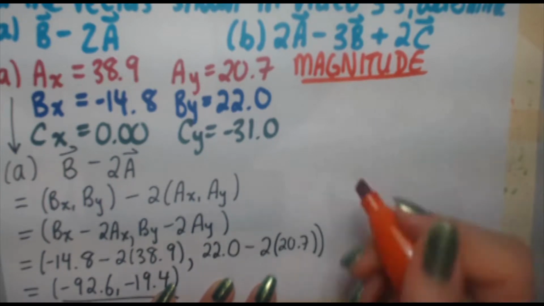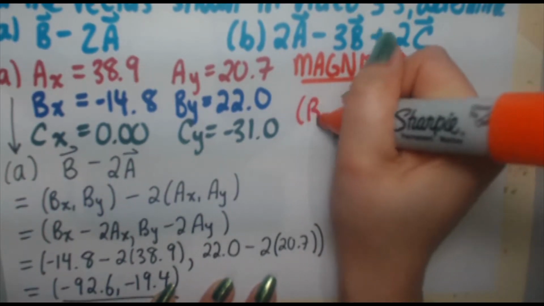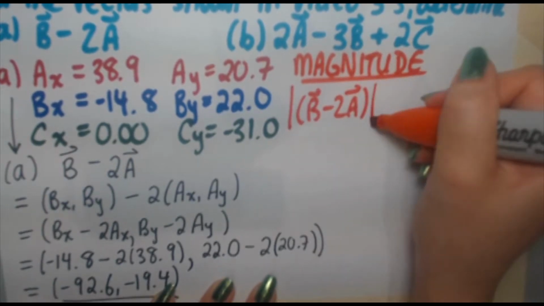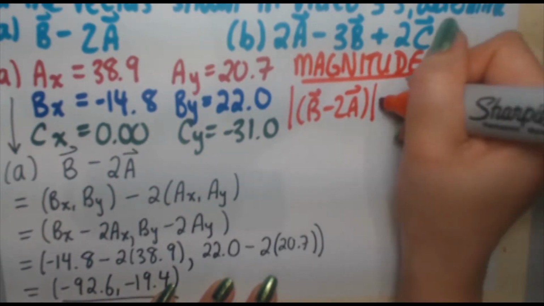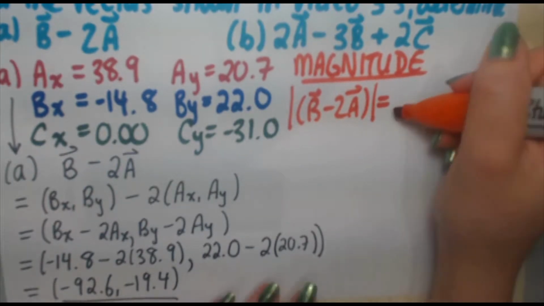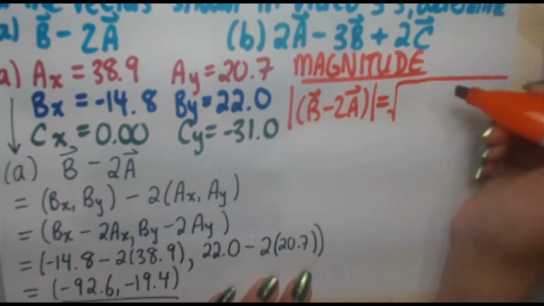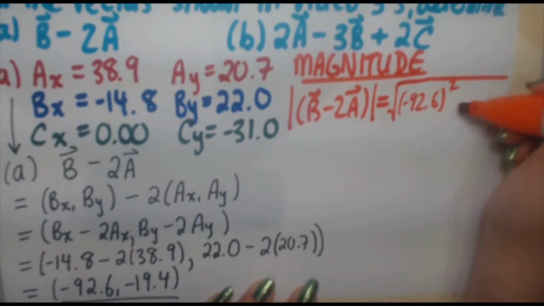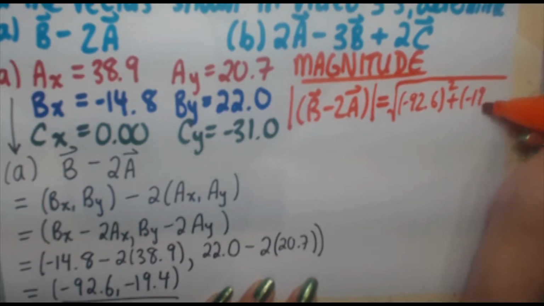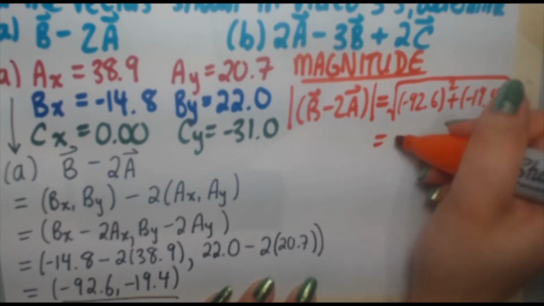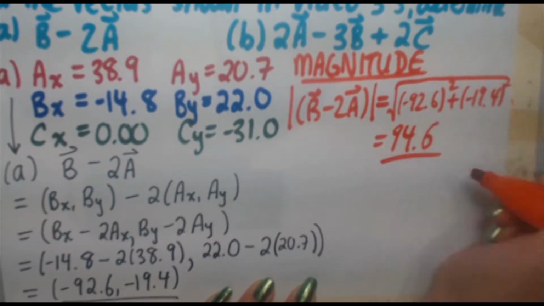Okay, so the magnitude, remember, it's like the Pythagorean theorem. You take your b minus 2a, whatever it is you're calculating, you put two vertical lines, one on each side, and that's going to be equal to the sum of the squares of these two components, and then you take the square root of the entire expression. So that's going to be negative 92.6 squared plus negative 19.4 squared. Okay? And when you calculate that all out, you're going to get 94.6. So there's the magnitude of b minus 2a.